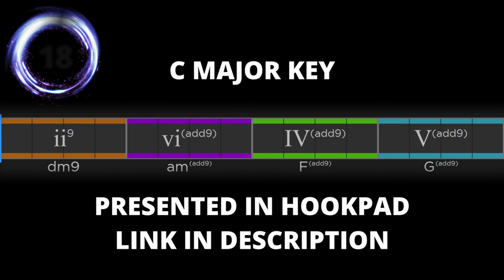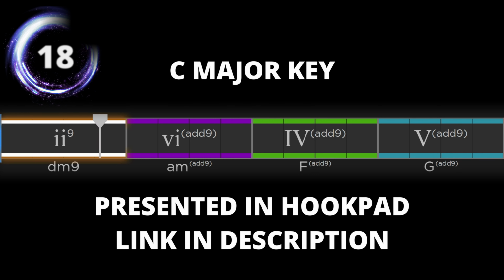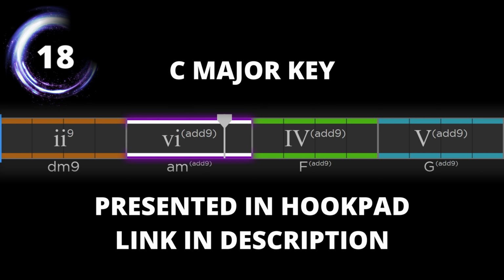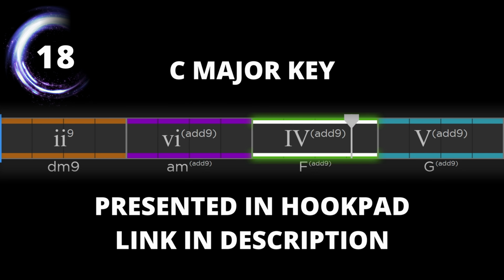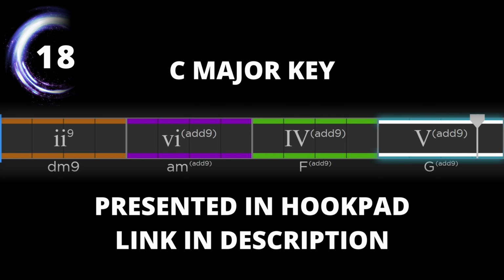Next up is 2 minor 9th, 6 add 9, 4 add 9, 5 add 9. Add 9 chords are basic major or minor triads with an added 9th note. They are more commonly found than full 9th chords and pair nicely with the minor 9th. You can hear this example in Dancing With Our Hands Tied by Taylor Swift.